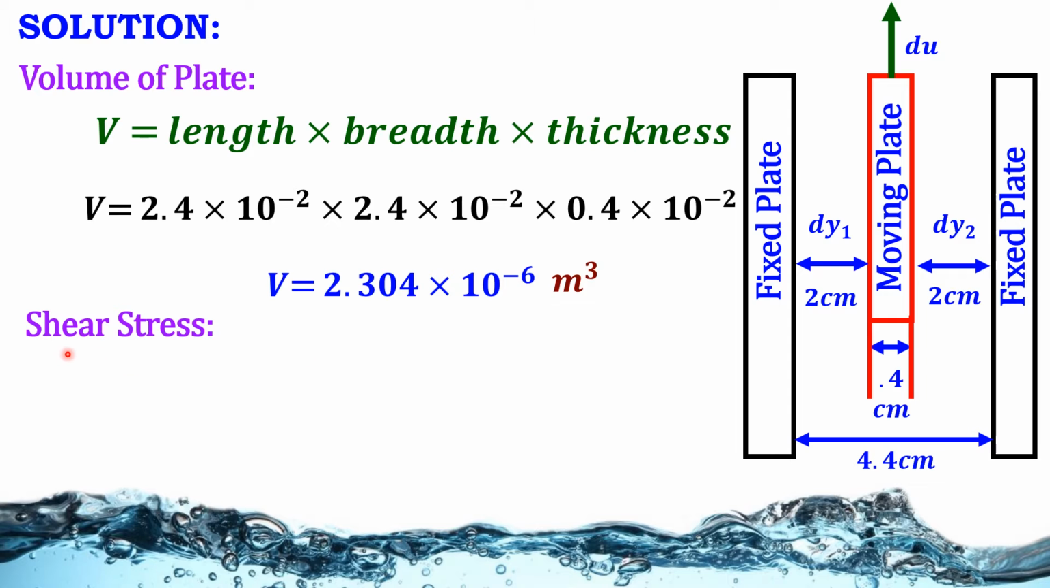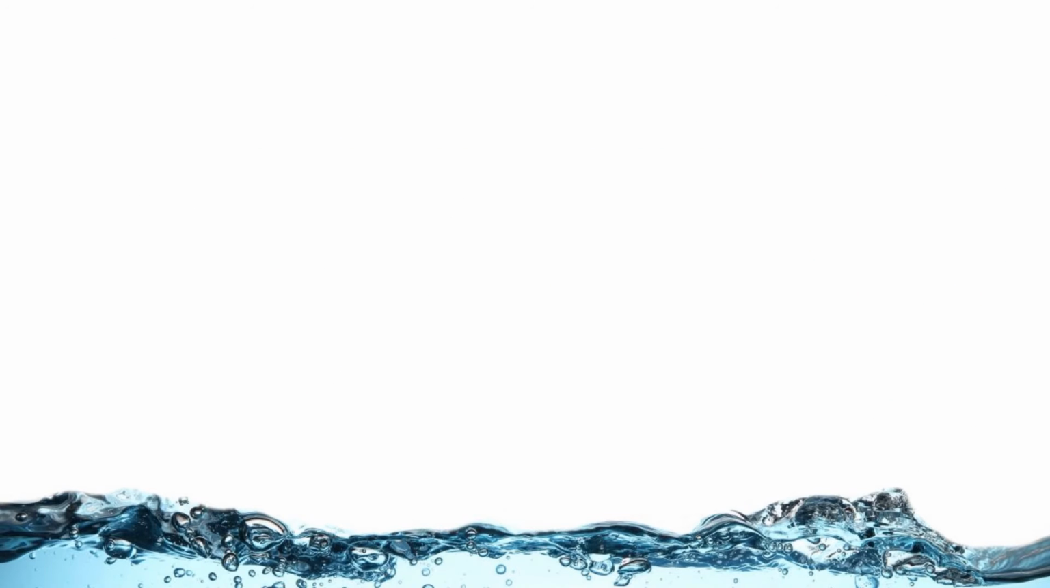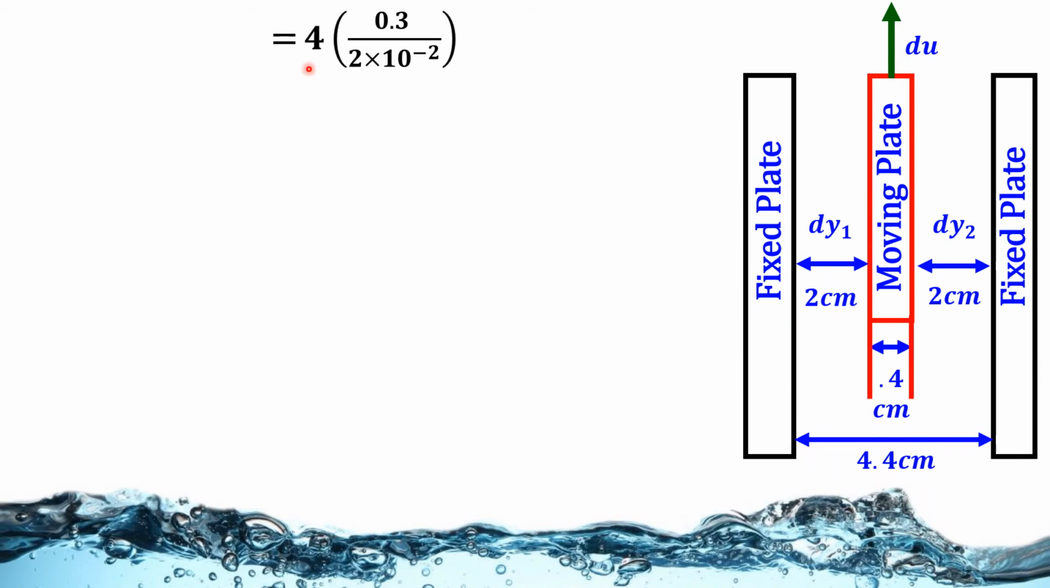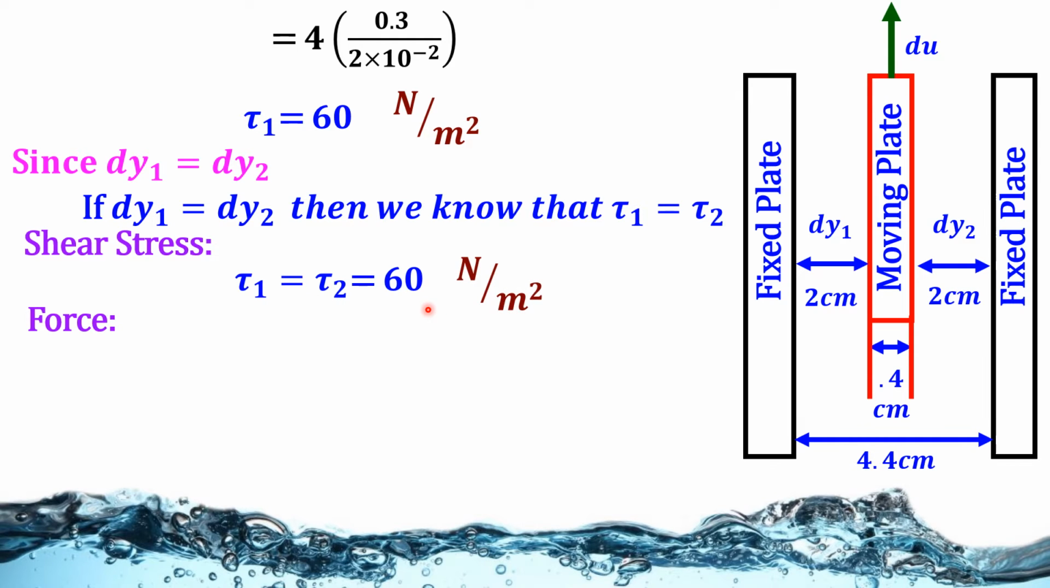Next, we are going to calculate the shear stress. We know that tau is equal to mu into du by dy. Therefore, tau1 is equal to mu into du by dy1. Substituting the mu, du and dy values, we get tau1 is equal to 60 Newton per meter square. Since dy1 is equal to dy2, we know that tau1 is equal to tau2. Therefore, shear stress tau2 is equal to 60 Newton per meter square.